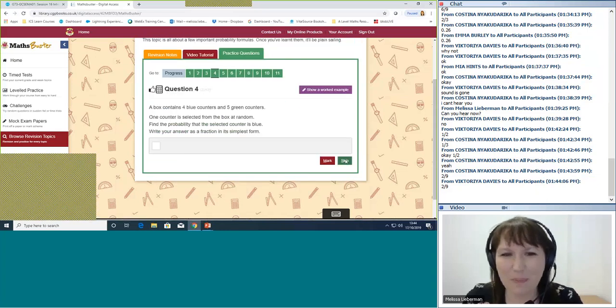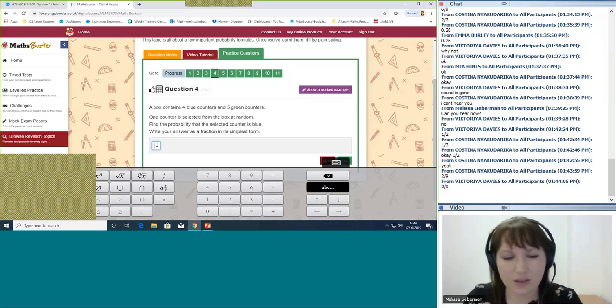All right. Here we've got a box contains 4 blue and 5 green counters. One counter is selected at random from the box. Find out the probability that the selected counter is blue as a fraction in simplest form. Well, we've got 4 blue counters and 5 plus 4 is 9. So 9 counters altogether. So what do we think?